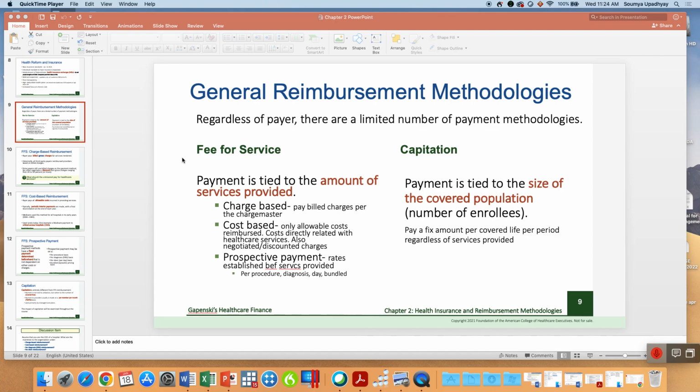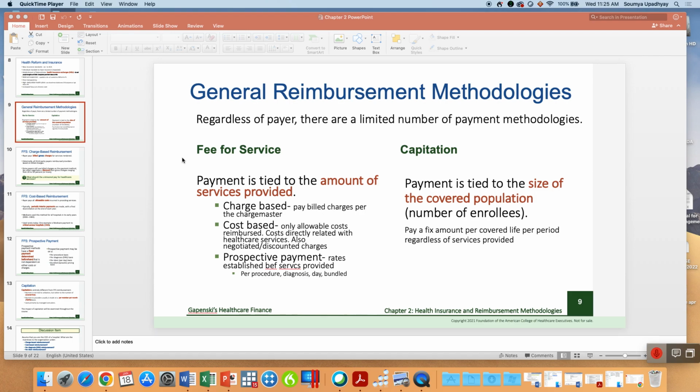So we will do a quick recap of the fee-for-service payments before we go into capitation. As we remember, the fee-for-service has three types: cost-based reimbursement, charge-based reimbursement, and prospective payment. In the cost-based reimbursement, the payer basically pays billed or gross charges for services. The reimbursement is limited to allowable cost only, but there is a guarantee that the provider cost will be covered.